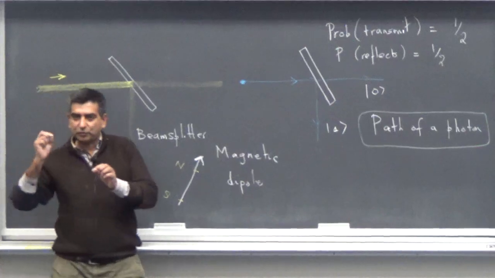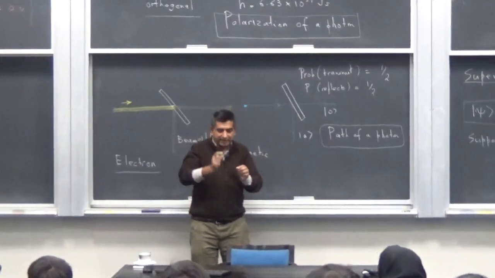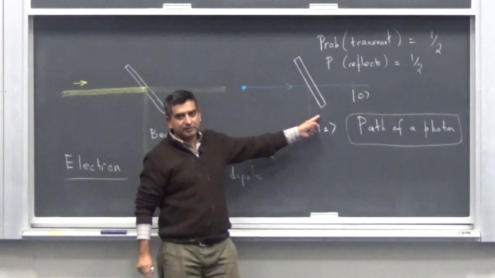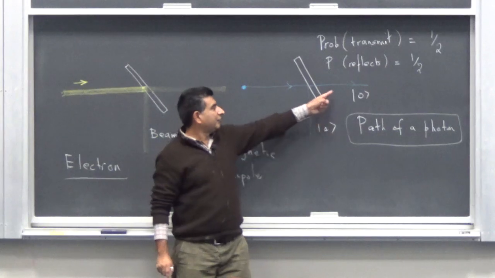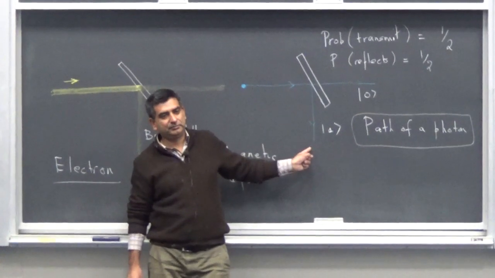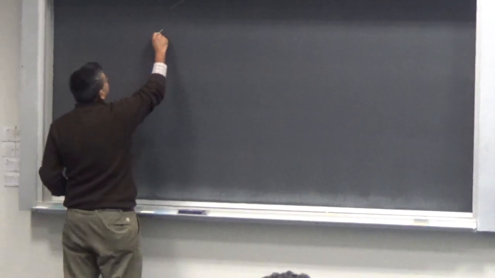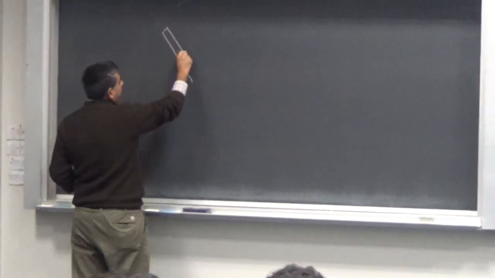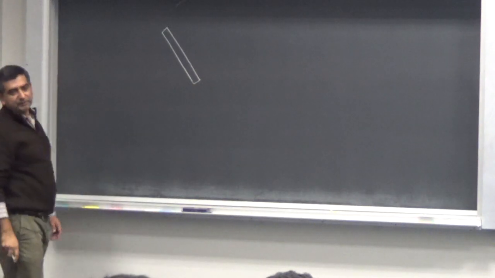So I put in photons, single photons, one by one, one after the other, on a beam splitter, a perfect beam splitter, and look at where the photon is really going. So let's draw this conceptual thought experiment, which is no longer a thought experiment, it can actually be done in the lab. So this is my beam splitter.